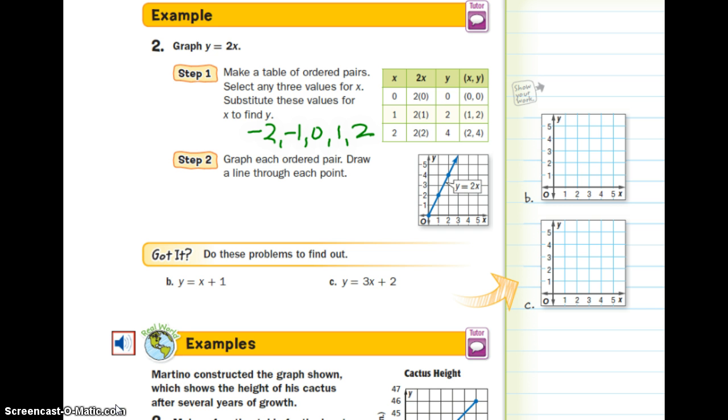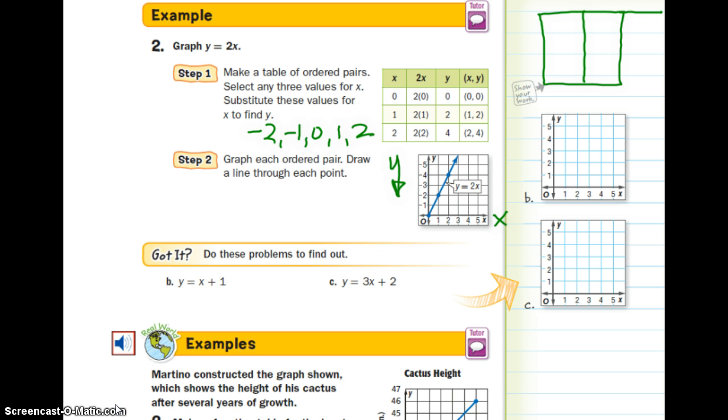So, we know that the equation is 2x. The input is x, so when x is equal to 0, 2 times 0 is 0. The ordered pair is 0, 0. When x is 1, 2 times 1 is 2. The ordered pair is 1, 2. When x is 2, 2 times 2 is 4. The ordered pair is 2, 4. And then you graph it. The x is the horizontal and the y is the vertical. So now it's your turn. Again, make a table. Up here, let's make this table.